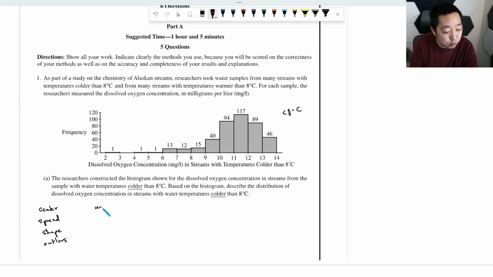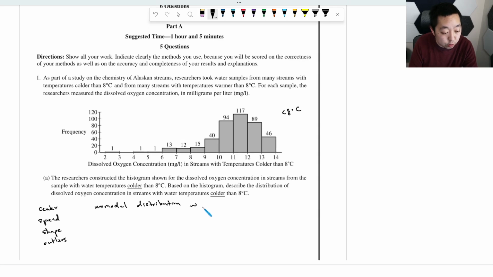This is a unimodal distribution that is left skewed. Skewed left because it's not quite symmetric. That is skewed left.